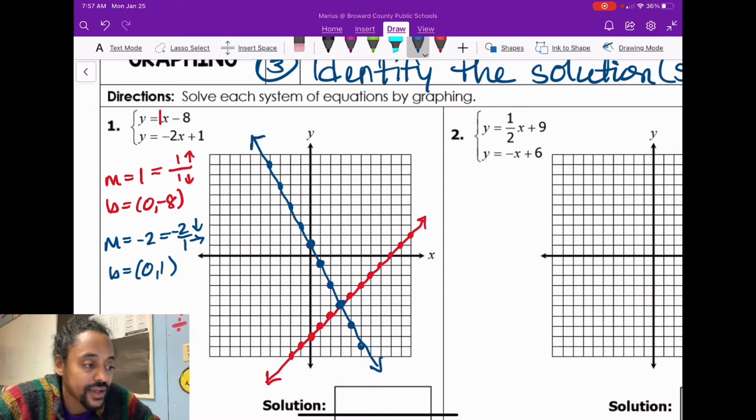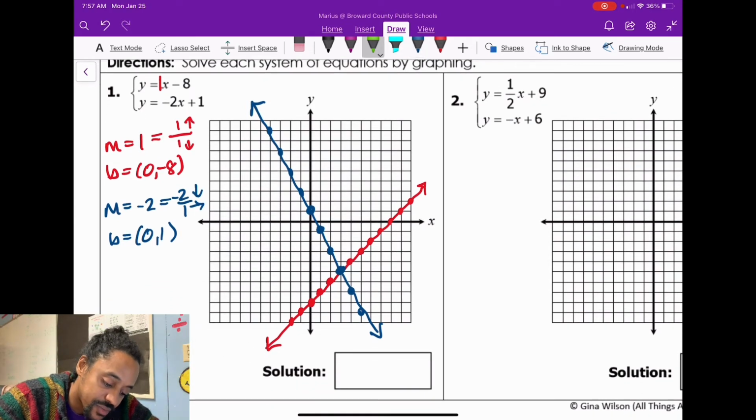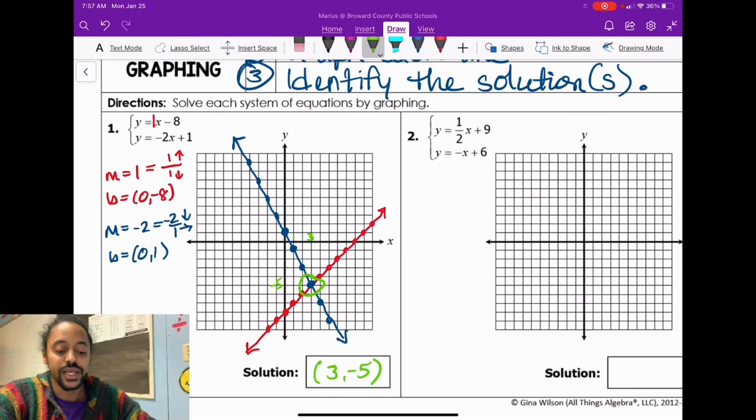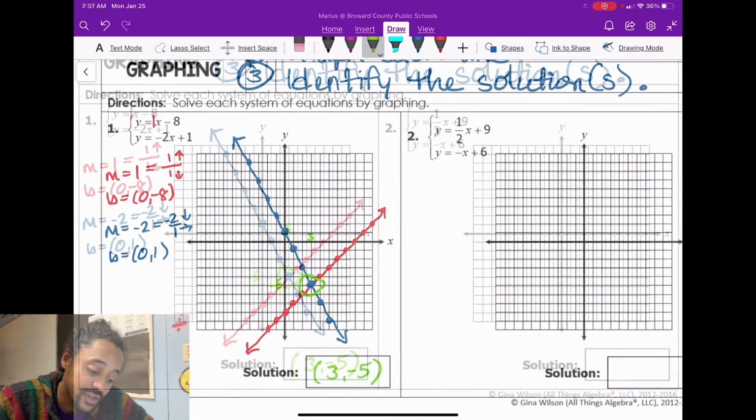Now I can go ahead and identify my solution. The solution we can see is right here, which is 3, and then 1, 2, 3, 4, 5. So positive 3, negative 5. Yep, positive 3, negative 5. And now we're just going to repeat that process for the next one.